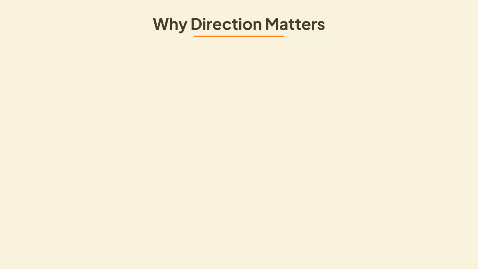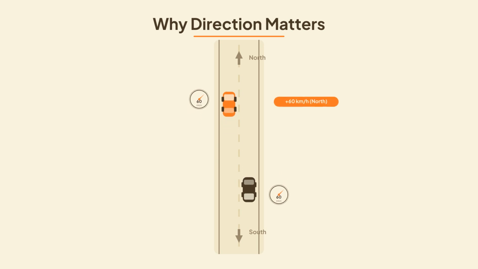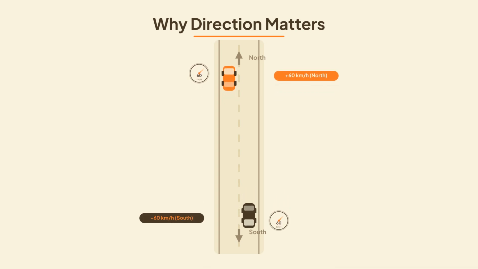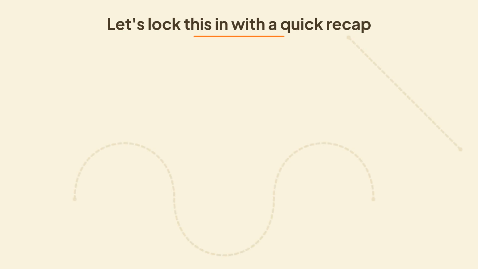Now let's see why direction matters. Imagine two cars driving on the same highway at 60 kilometers per hour, one heading north, the other heading south. Both have exactly the same speed. But their velocities are different. We'd call one positive 60 kilometers per hour north, and the other negative 60 kilometers per hour, meaning in the southward direction. Let's recap this briefly.